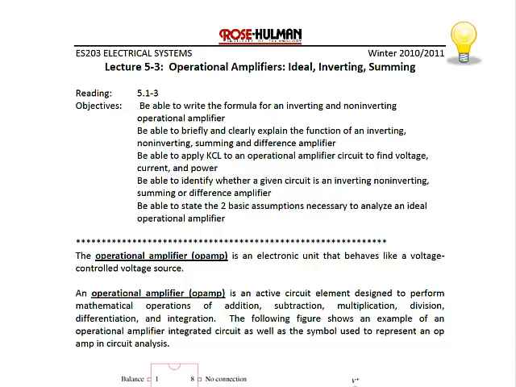In addition, students should be able to explain the two basic assumptions we make in order to analyze ideal operational amplifiers. An operational amplifier is a voltage-controlled voltage source. This is the first of this type of circuit element we've seen because everything so far has been a two-terminal device, but an op-amp actually has 5 terminals.